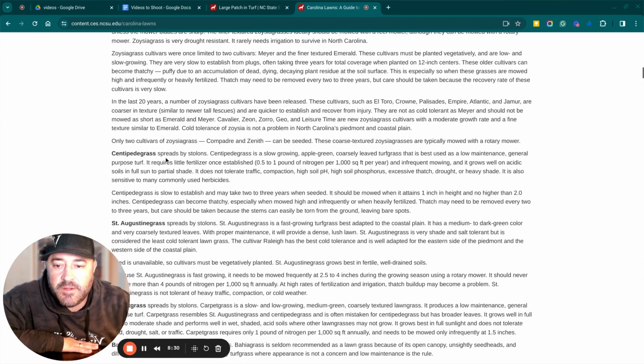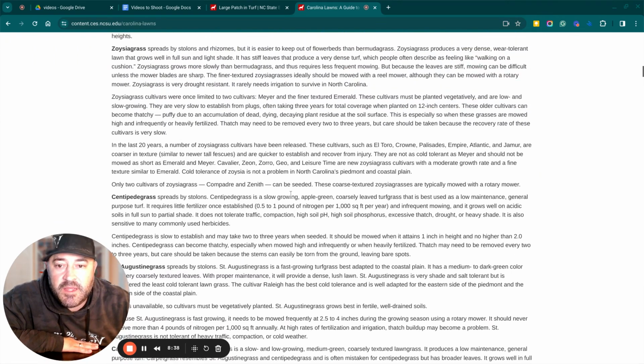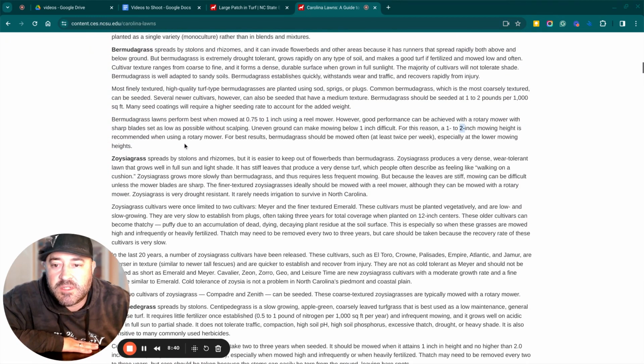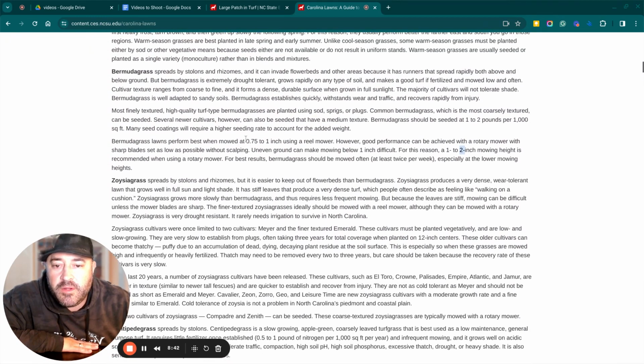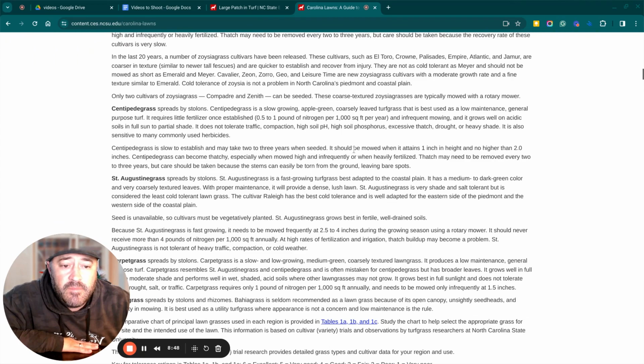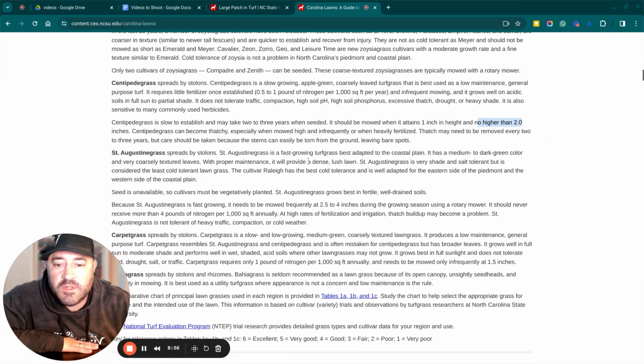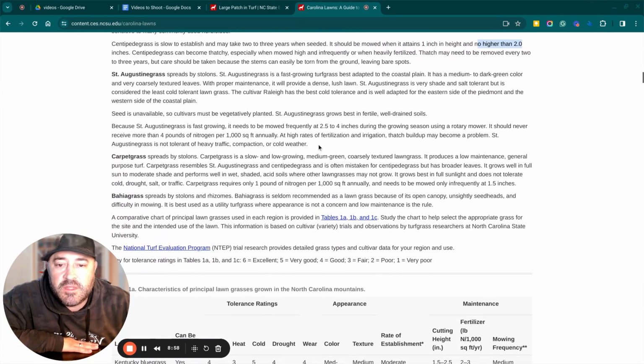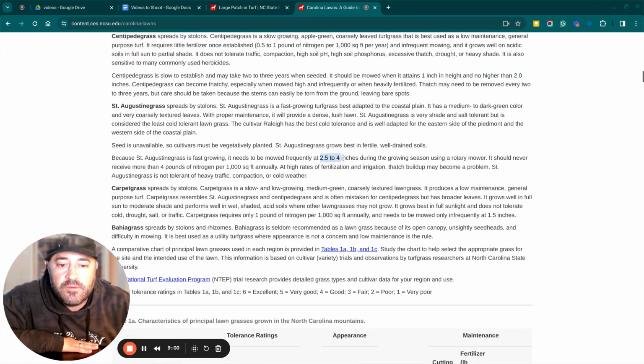Centipede grass. I would say the same thing with centipede. If you're reel mowing centipede, mow it 0.75 to 1 inch. If not, if you're using a rotary mower, it should be mowed when it attains 1 inch height and no higher than 2 inches. So you want to be mowing centipede at 2 inches. St. Augustine is the only thing I want to mow at 2 to 4 inches. Look, because St. Augustine is fast growing, it needs to be mowed frequently at 2.5 to 4 inches.